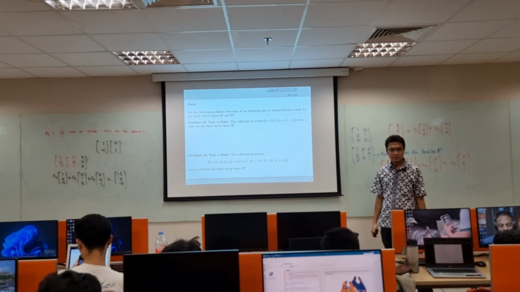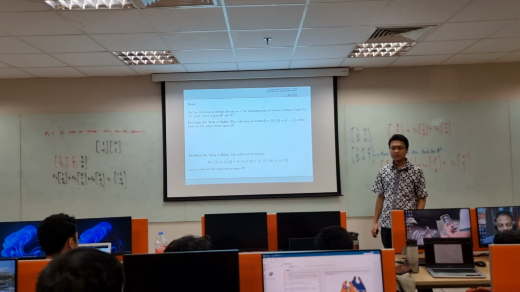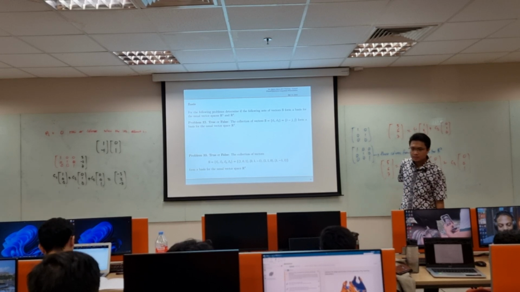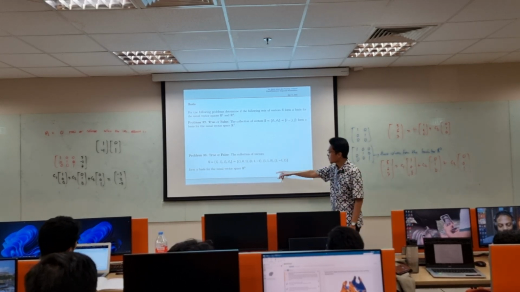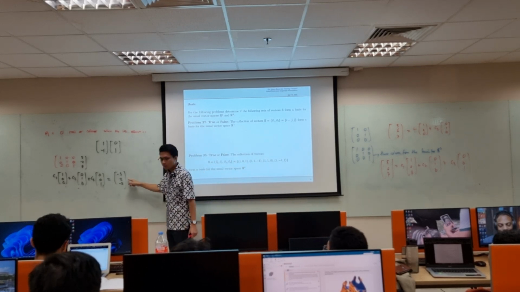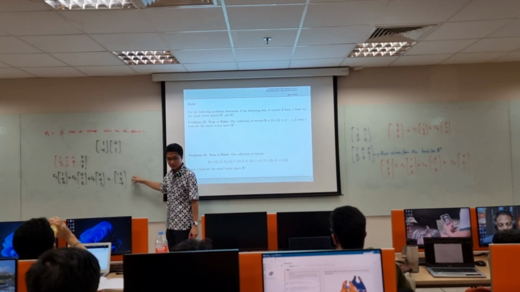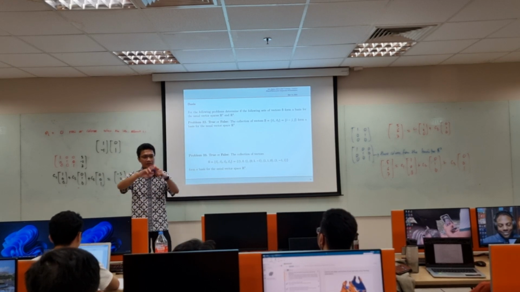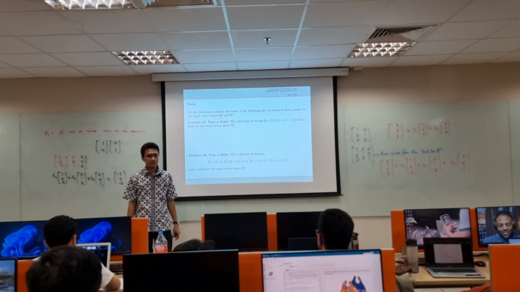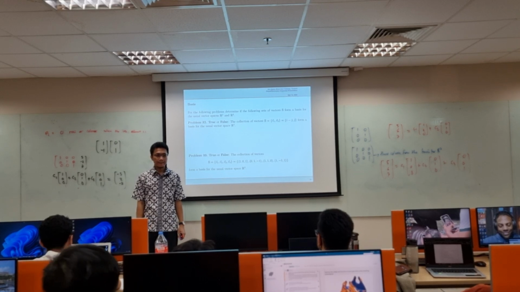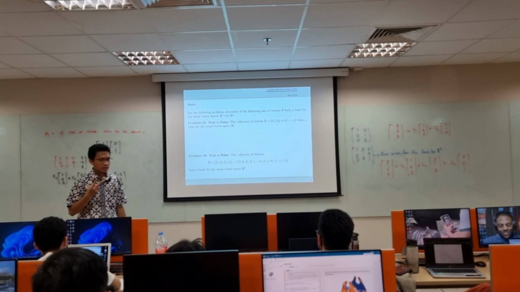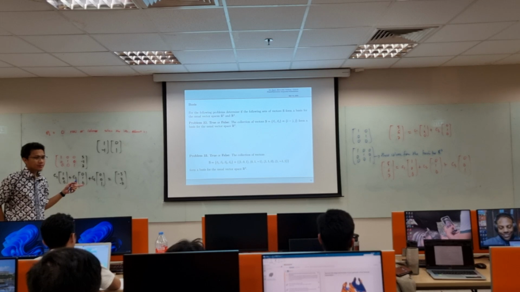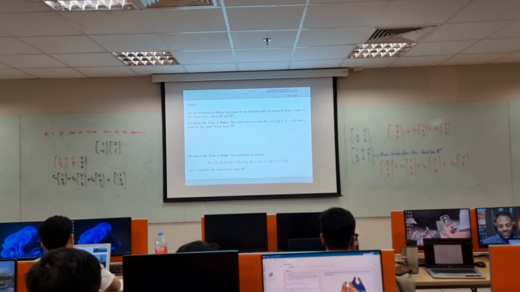Not 3 by 3. R3 means a 3 by 1 vector. This is a member of R3, a 3 by 1 vector. But when we say vector space R3, then it is a 3-dimensional space. Two different things. Is this okay? Alfred, do you get it now?